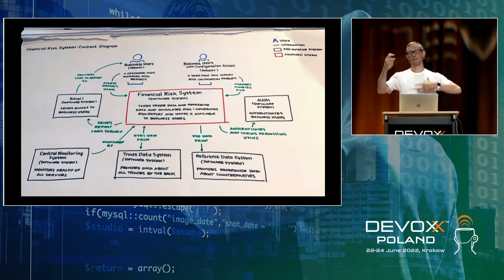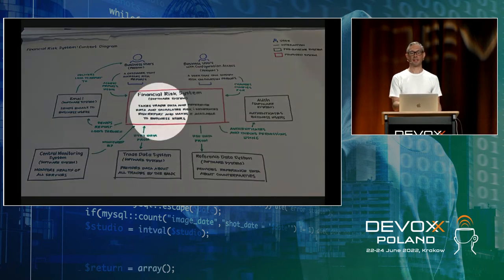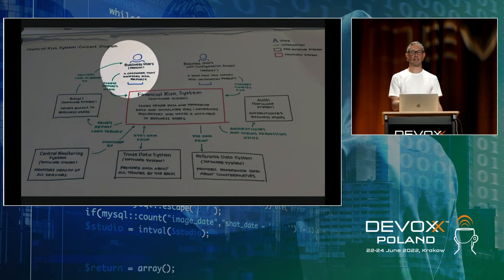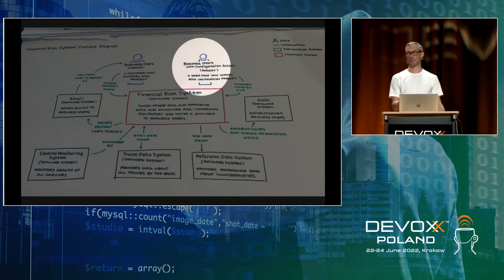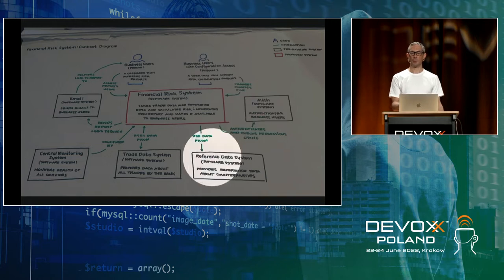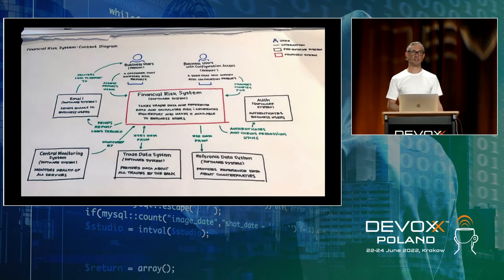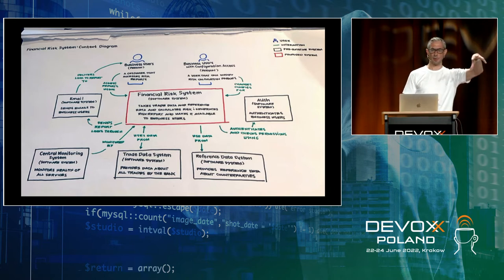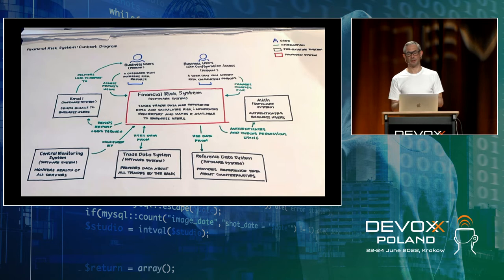So this is from one of my software architecture workshops. In this particular example, the group here was designing this financial risk system. They identified two different types of users with differing responsibilities and use cases, and they identified all of these different system integration points. So this is a nice high-level diagram that shows you the system you're building and how it fits into the world around it.